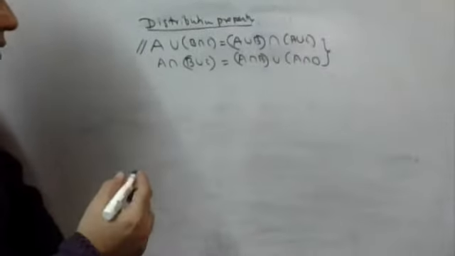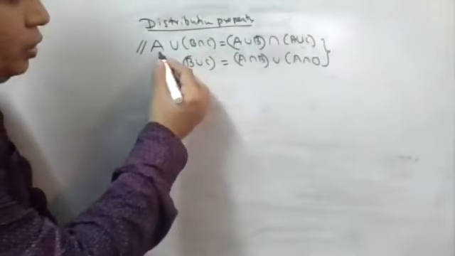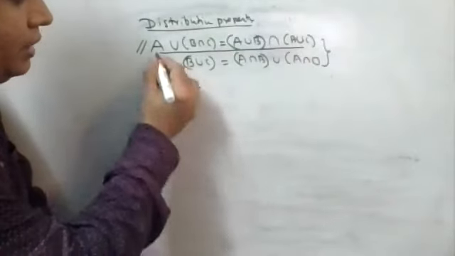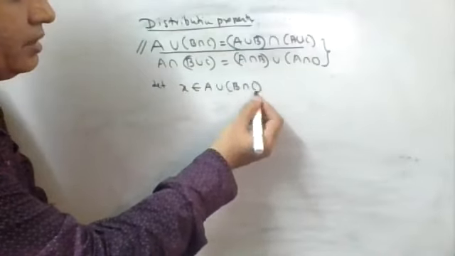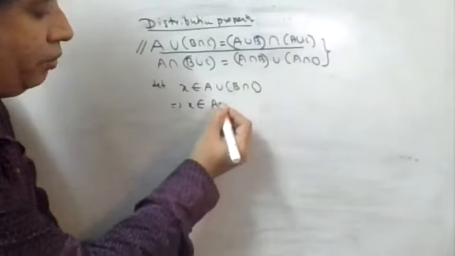Like the previous process, I will pursue the same way to establish this result. Say, let X belong to the set on the left hand side, A union B intersection C. So that implies what? Union means or.